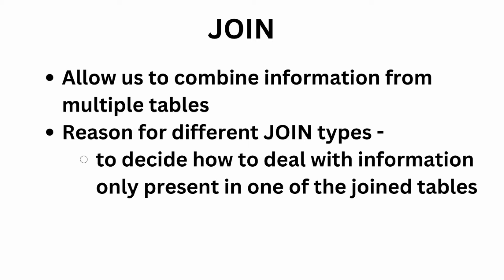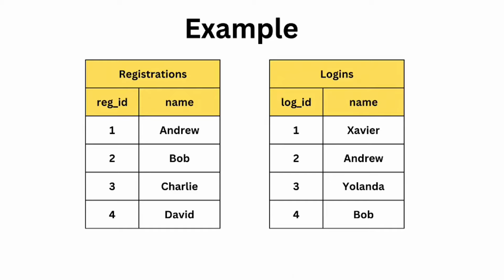Put simply, joins allow us to combine multiple tables together. Now, the main reason for the different join types is to decide how to deal with information only present in one of the joined tables. So let's begin by imagining a very simple example. Let's say our company is holding a conference for people in the movie rental industry. So before the conference actually starts, we're going to have people register online beforehand. And the registration is simply just providing their name, and we'll keep track of people as they register. And then the actual day of the conference, they're going to come in and log in through an iPad with their name.